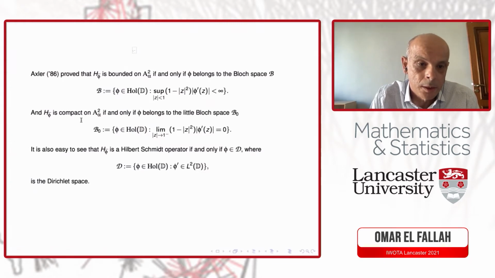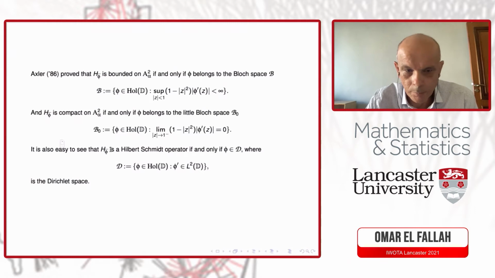I say that it is easy because here the monomials z to the n form an orthogonal basis of the standard Bergman spaces, because our weight is radial in this case.